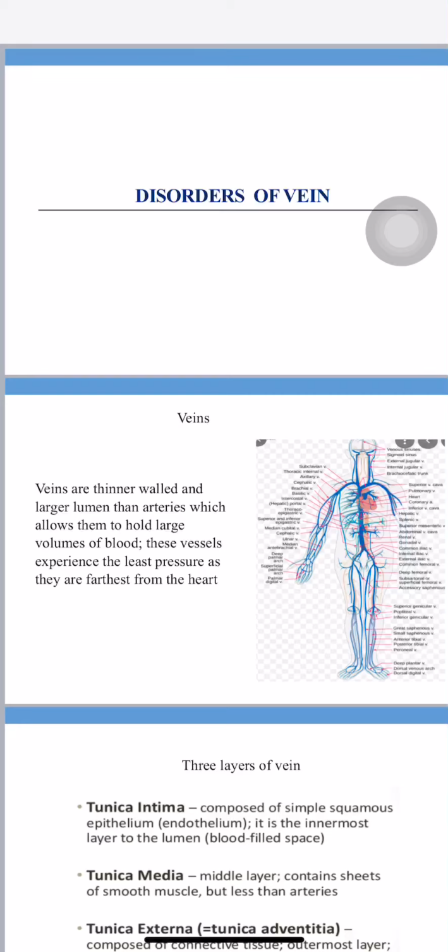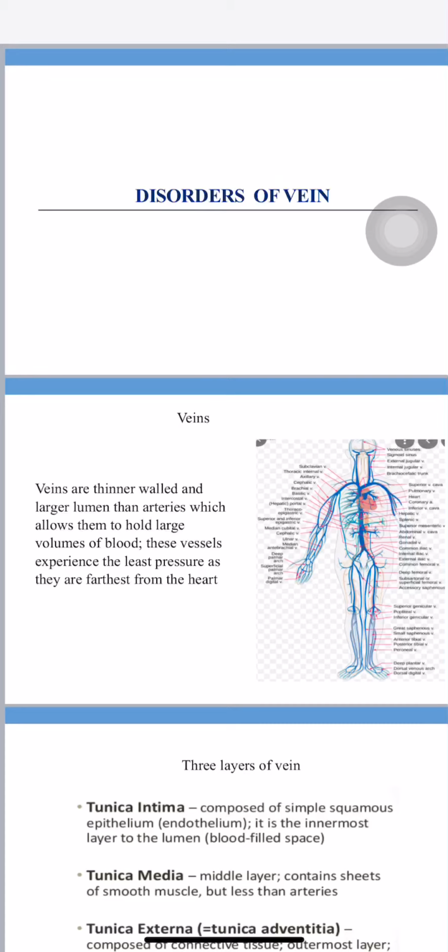And good evening, friends. So today we will discuss a new topic, that is disorders of vein. So we know that our cardiovascular system comprises blood vessels and heart. The blood vessels comprise arteries, veins and capillaries. So here we will discuss the disorders of vein.